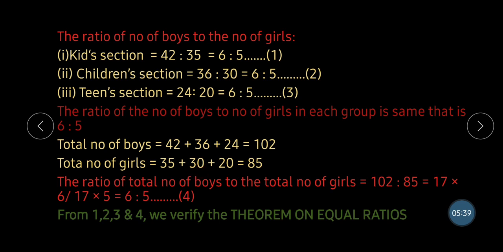But how do we get 17 into 6 upon 17 into 5? 17 gets cancelled, so what remains is 6 is to 5. Let us call it equation 4. So here also we are getting a constant. So from equations 1, 2, 3 and 4 we verify the theorem of equal ratios.